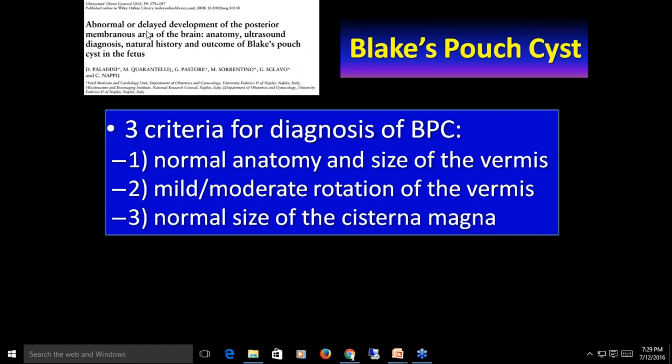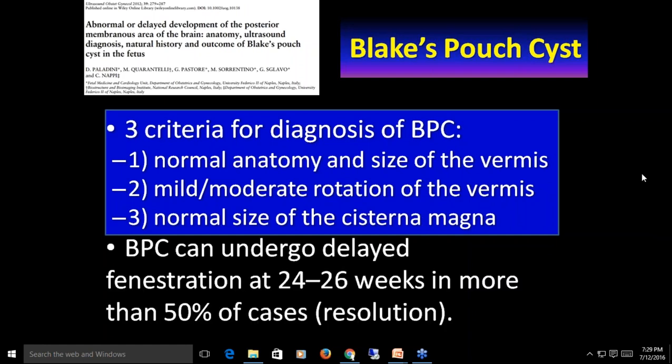Palladini et al. in 2012 described 3 criteria for the diagnosis of Blake's pouch cyst. The criteria are: 1. Normal anatomy and size of the vermis, 2. Mild to moderate rotation of the vermis, and 3. Normal size of the cisterna magna.